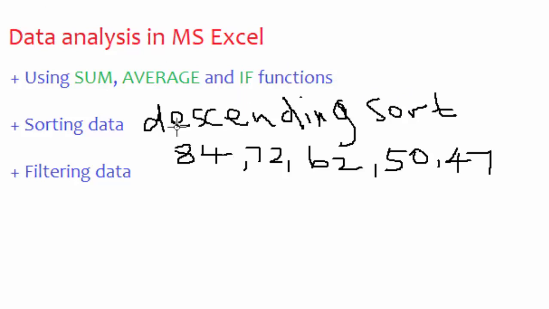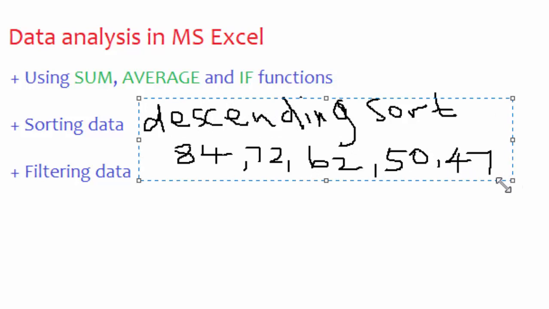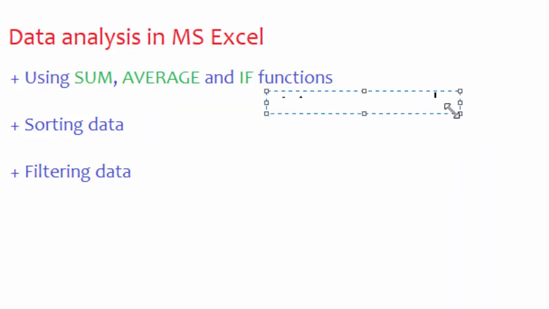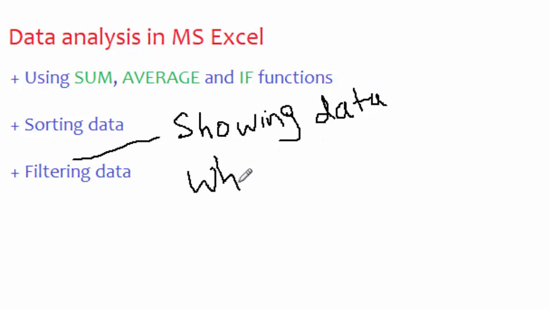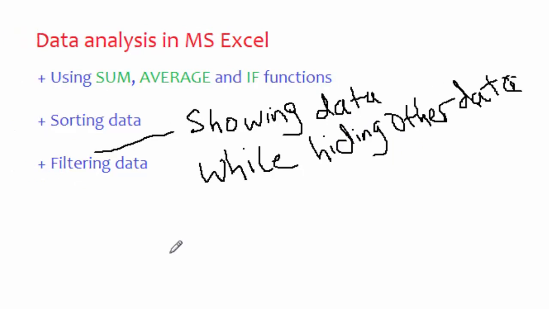Finally, you may decide to show some data and hide some data, and in that case you'll be doing what is called filtering. So to filter is simply showing some data you want, while hiding other data you don't need. That is what we call filtering of data. I will go ahead and do this practically so that you can appreciate how it works in MS Excel.